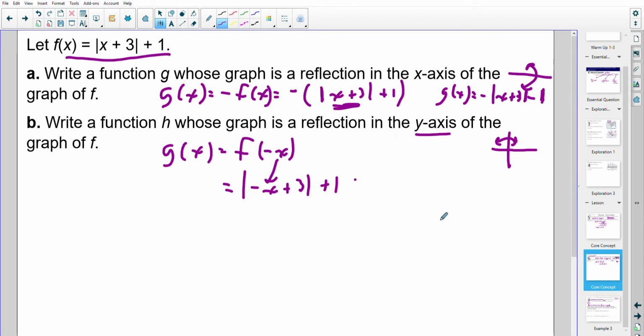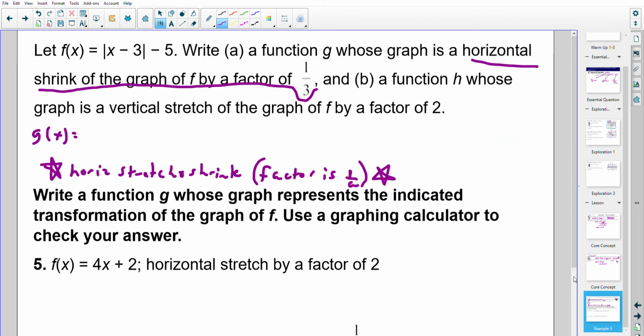Now, that's not too bad, but you're going to see that they do get a little bit more complicated, such as this one. Let f of x equal absolute value of x minus 3 minus 5. Write a function of a horizontal shrink of the graph of f by a factor of 1/3.